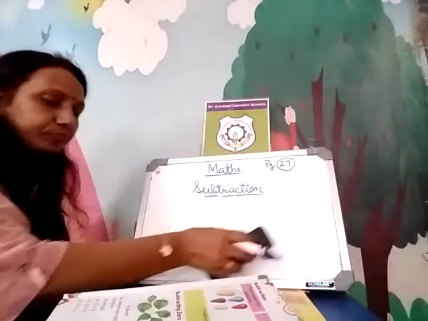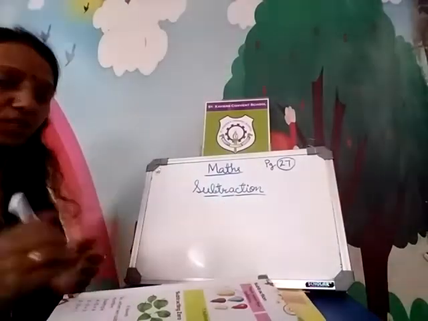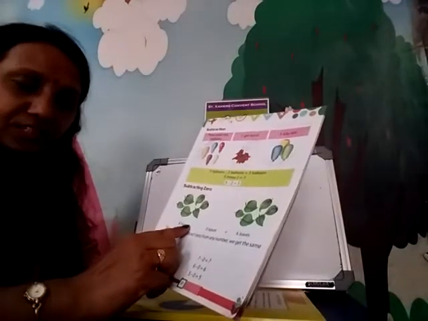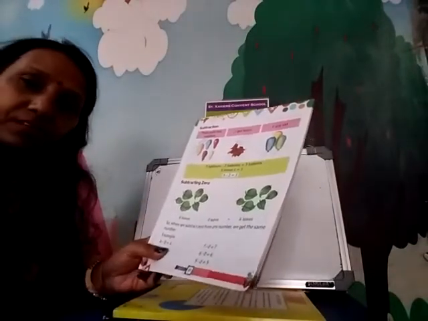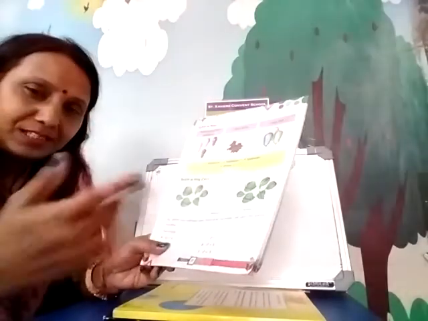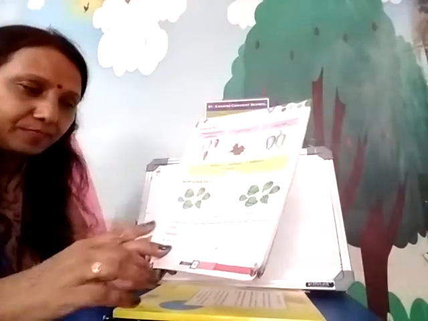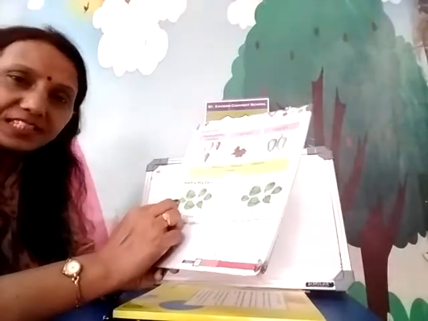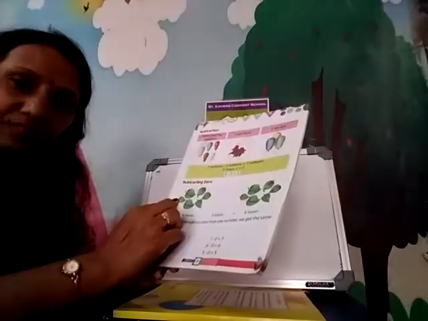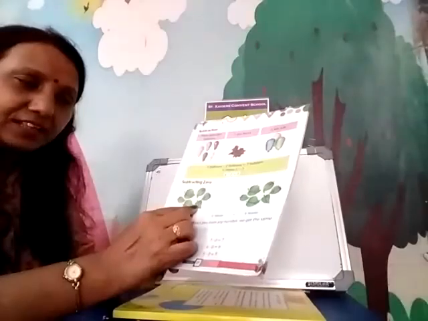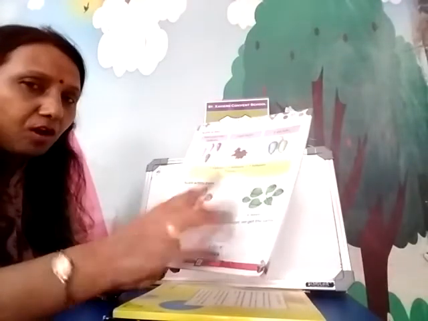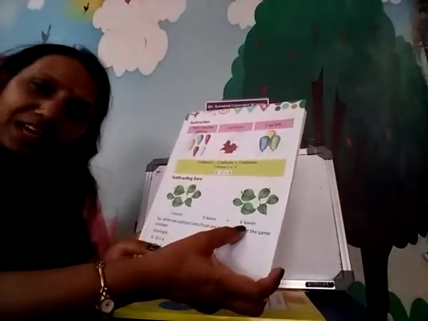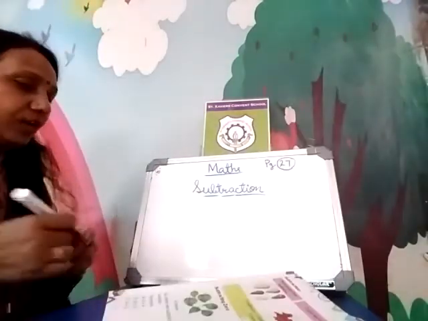Alright? Now, subtracting 0. 0 means nothing, nothing is there. How many leaves? 1, 2, 3, 4, 5, 6 leaves are there. And 0 gone. We just minus nothing. So how many left here? 6. Okay?